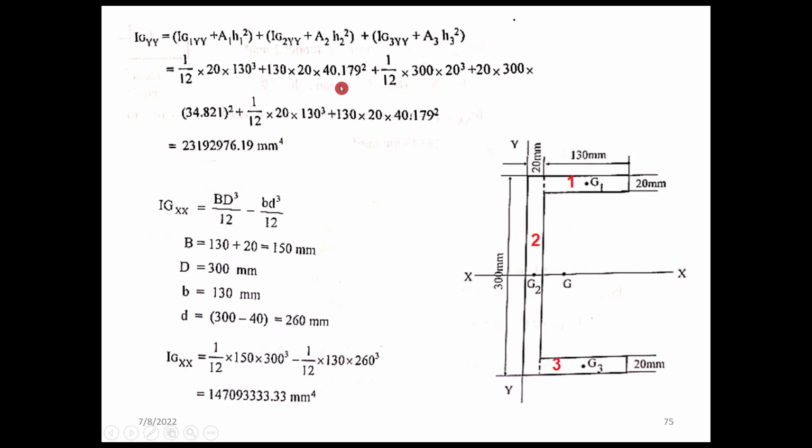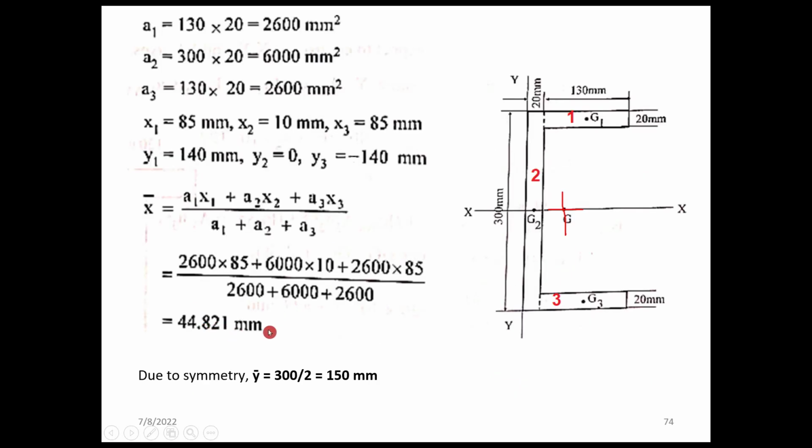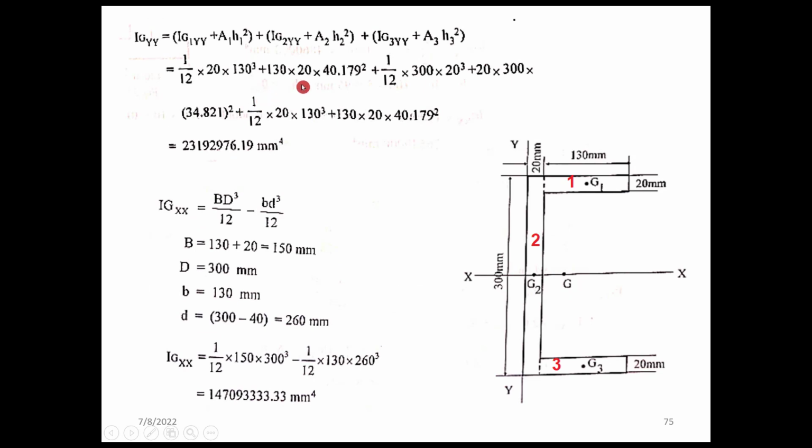That is 40.179. This value is the distance between G1 and G2. That is, we have the G1 value as 20 plus 130 by 2, it is 65 plus 20, 85, minus G, which is 44.821, will give you the 40.179. And so we got the corresponding shifted moment of inertia of area 1 with respect to the centroidal axis.